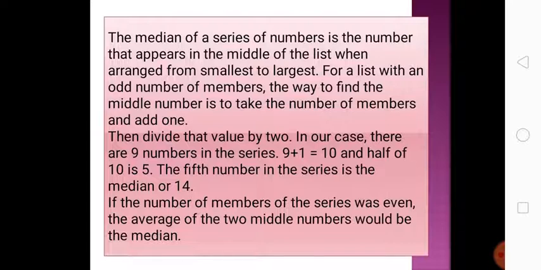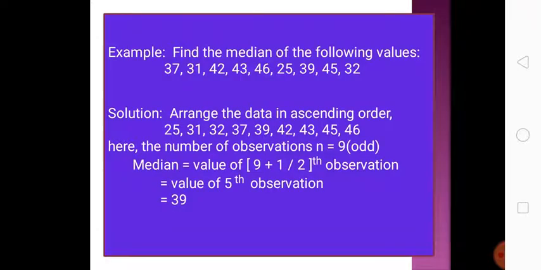In our case there are 9 numbers in this series, so 9 plus 1, because 9 is an odd number, gives 10, and half of 10 is 5. So the fifth number in the series is the median, or 14. If the number of members of the series was even, the average of the 2 middle numbers would be the median.